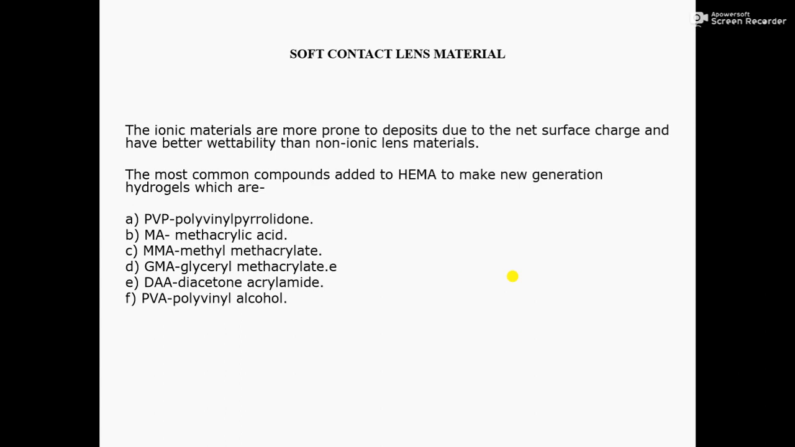The most common compounds added to HEMA to make new generation hydrogels are PVP, polyvinyl pyrrolidone; MA, methacrylic acid; MMA, methyl methacrylate; GMA, glyceryl methacrylate; DAA, diacetone acrylate; and PVA, polyvinyl alcohol. So these are the materials of soft contact lenses.